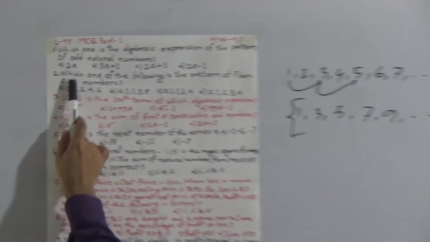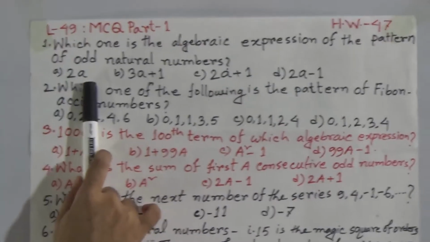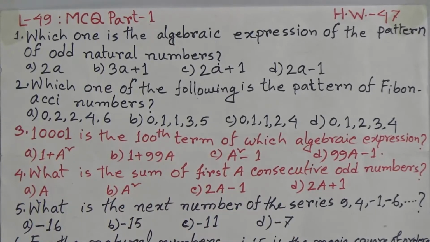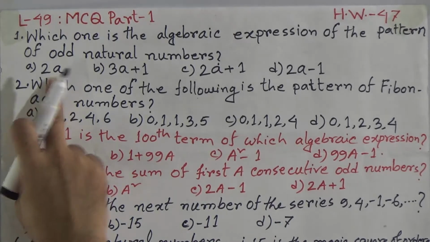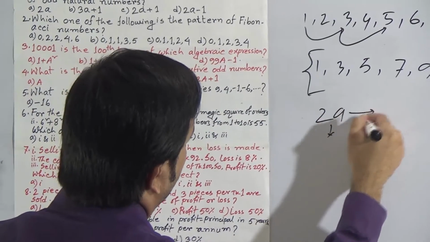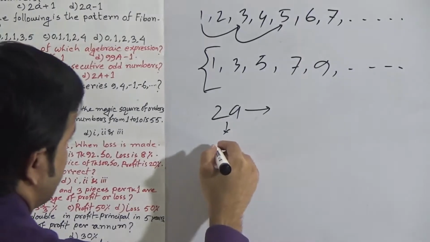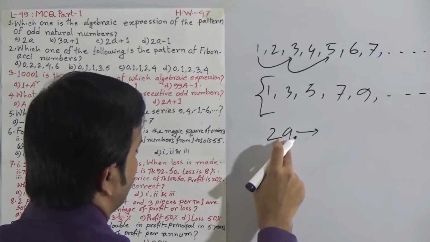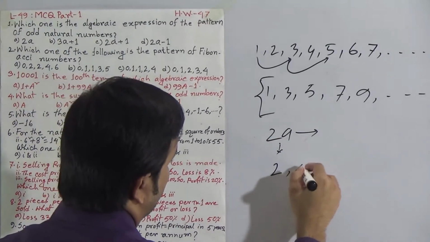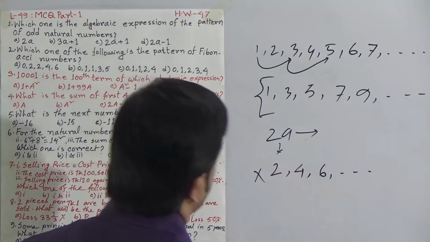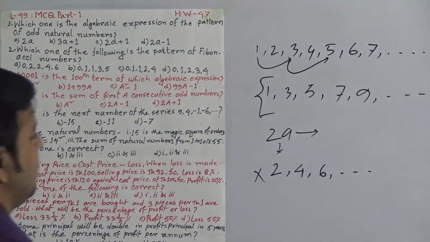We have to see the option 2A. A means natural number here and the value of A is 1, 2, 3, 4 in this. So if we put here 1, we will get 2. The first expression is 2A. If we put the value of A as natural number, we will get here 2. And then if we put value of A is 2, 2 2s are 4. Then this will be 6. So this is not a pattern of odd natural numbers.